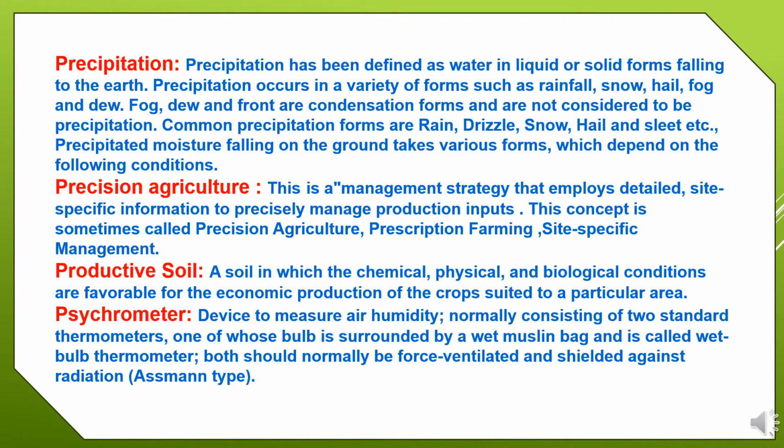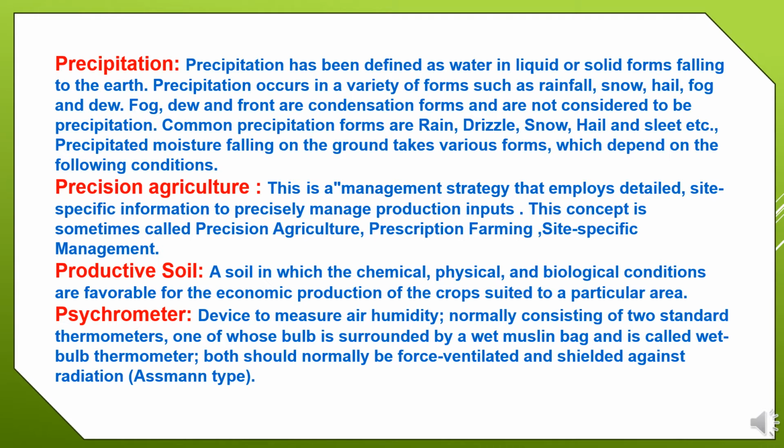Precipitation. Precipitation has been defined as water in liquid or solid forms falling to the earth. Precipitation occurs in a variety of forms such as rainfall, snow, hail, fog and dew. Fog, dew and frost are condensation forms and are not considered to be precipitation. Common precipitation forms are rain, drizzle, snow, hail and sleet. These are the common forms of precipitation. Precipitated moisture falling on the ground takes various forms which depend on the different conditions.